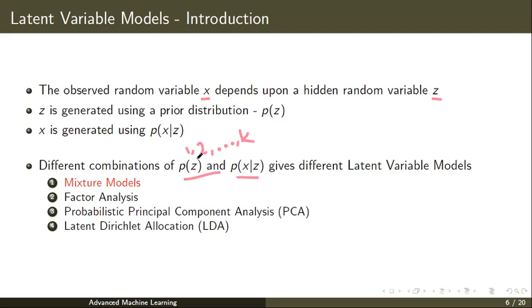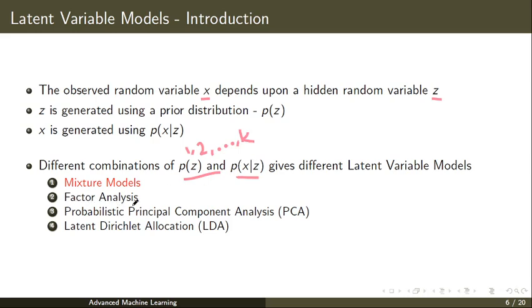If P of Z can take categorical values like this, 1, 2, etc., then that is a mixture model. We call it a mixture of Gaussians. If this is a Gaussian and this is 1 to k, it is something like you have k Gaussians, or k normal distributions, a combination of k normal distributions.